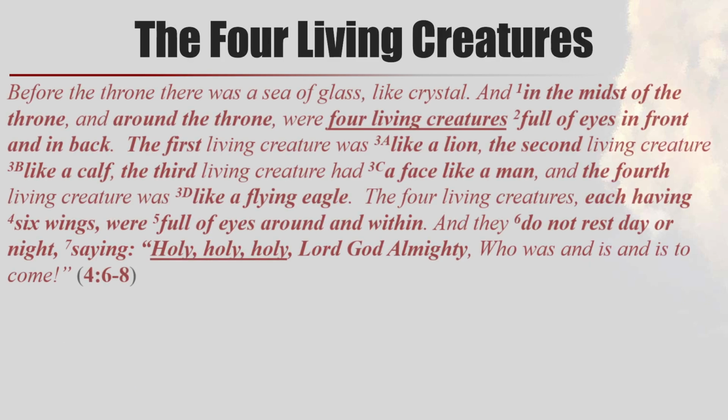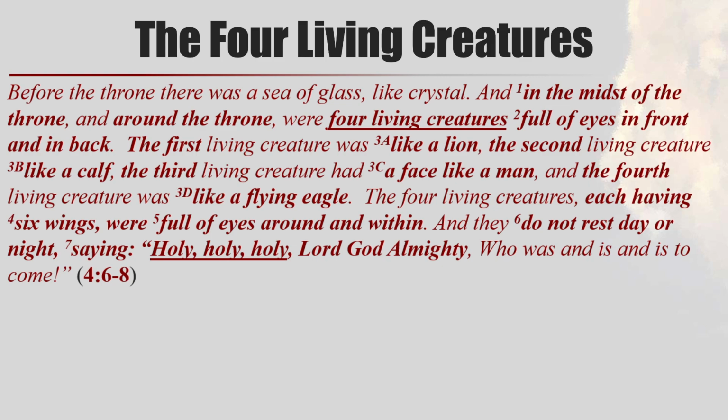All right. So the next thing is these four living creatures. We have the sea of glass, and in the midst of the throne and around the throne were four living creatures, full of eyes in front and in back. The first living creature was like a lion, the second living creature like a calf. The third living creature had a face like a man, and the fourth living creature was like a flying eagle. The four living creatures, each having six wings, were full of eyes around and within, and they do not rest day or night, saying, Holy, holy, holy, Lord God Almighty, who was and is to come.